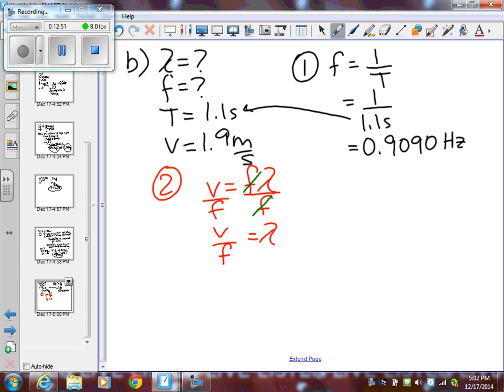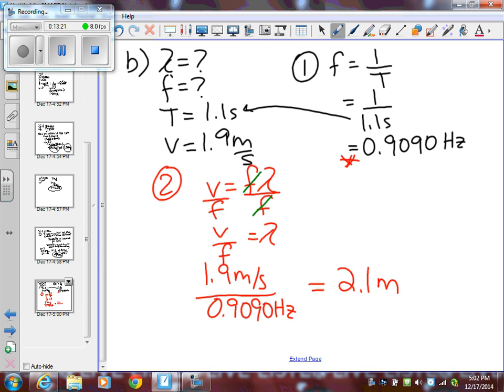For some of us who like to put in the equation first and then do our math, that's fine too. So I'm going to just plug in our numbers now. V being 1.9 meters per second divided by the number that we calculated here for our hertz, 0.9090 hertz. This is going to equal 2.1 meters, which is going to be our lambda.